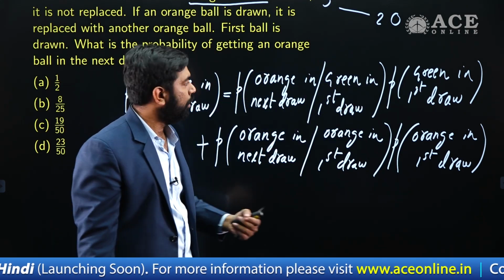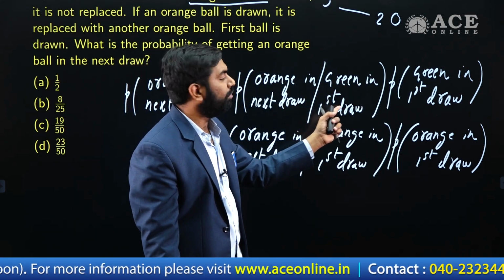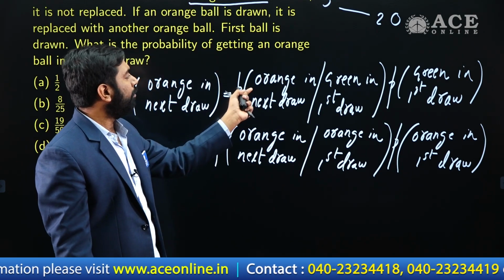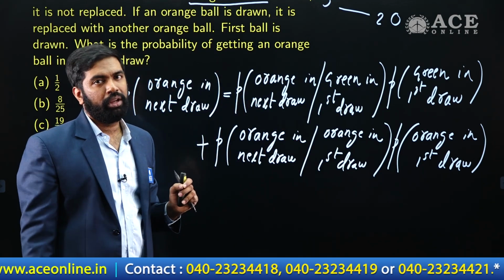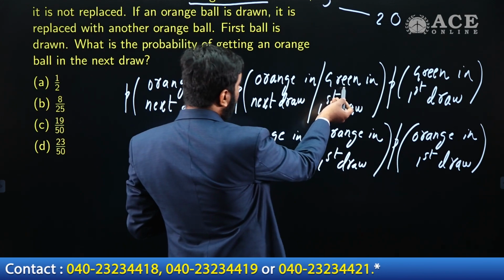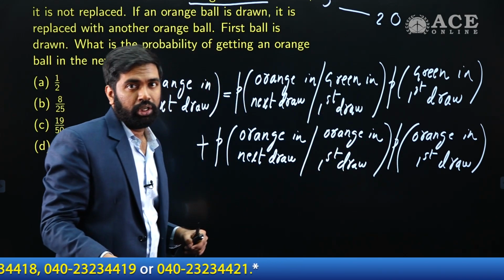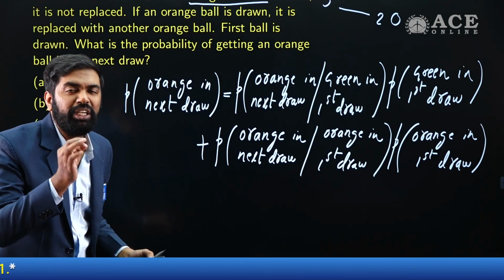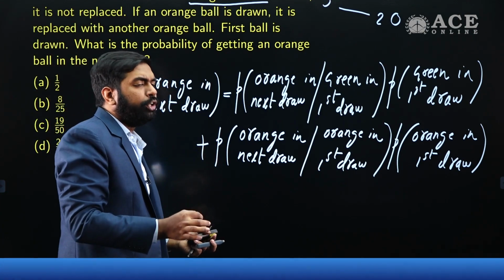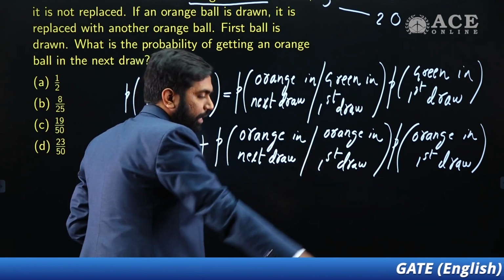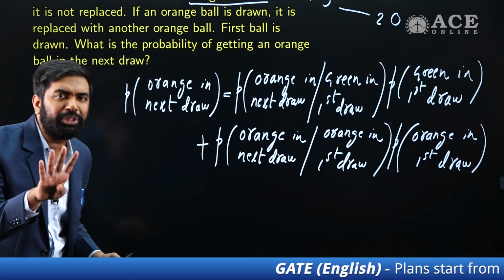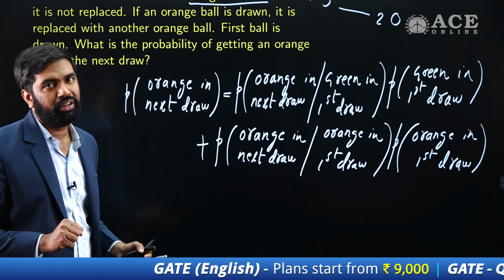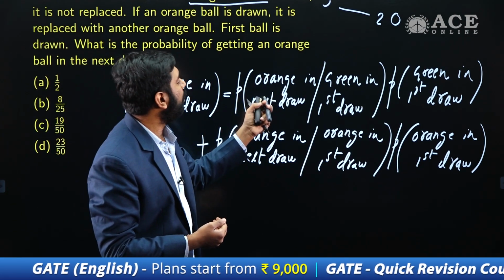I'll read it like this: given green was drawn in the first draw, what's the probability of drawing orange in the next draw? So now look at this. It's given that green was drawn in the first draw. So initially 5 objects were there. You have drawn one object and it was found to be green. So when you have found it to be green, we put that aside. So how many objects are left? Only 4 are left. So in the next draw, what's the probability of drawing orange?